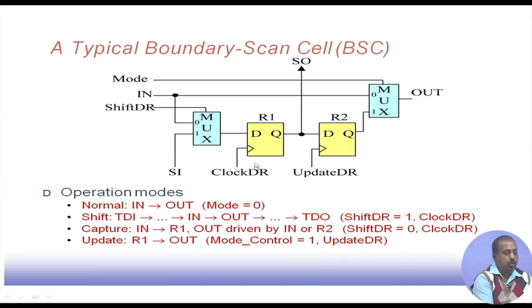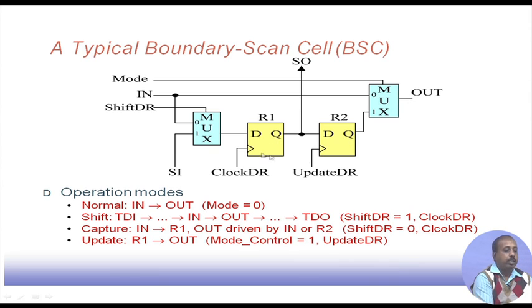Then in the update mode, the content of this R1 will be available at the output. How does this happen? The mode control is equal to 1 and this update DR is given. Update will be given after capture only. After capture, this R1 is containing the value. When update DR is given, this value will come to R2 as well. This value will be stored in R2 and then the mode is selecting 1, so this is available at the output. That way R2 will be updated with the value of R1 and this will be output.